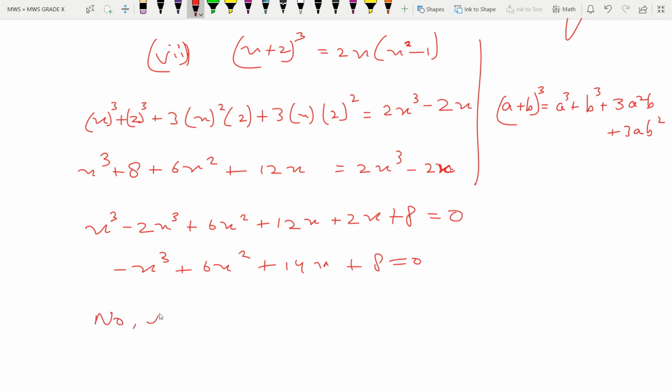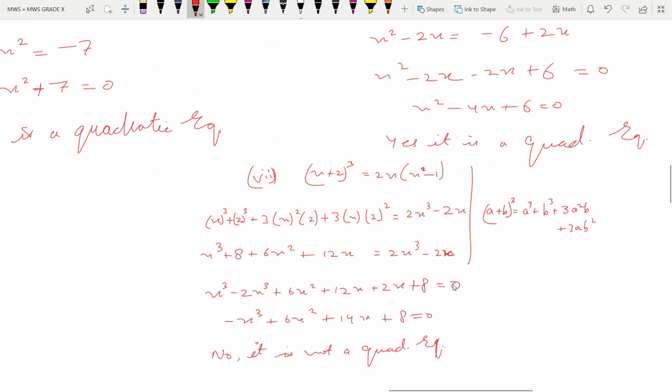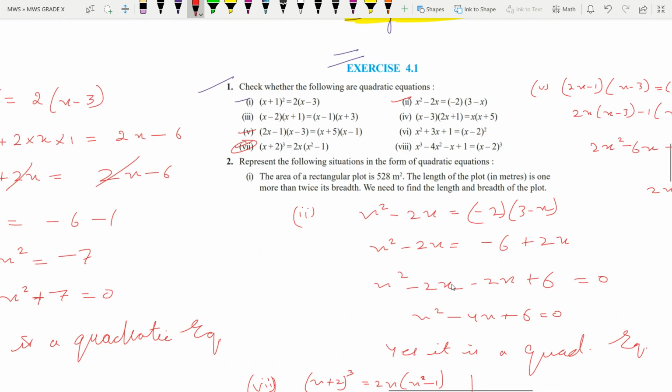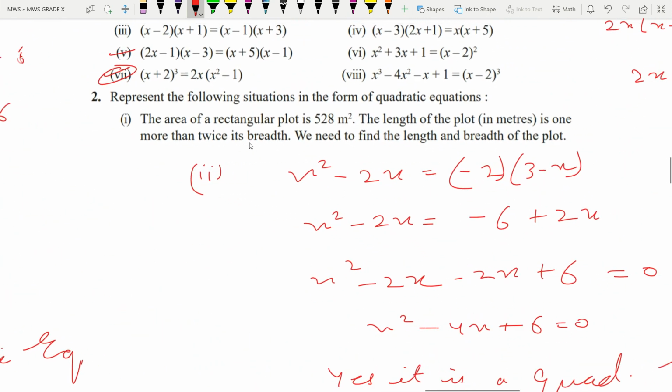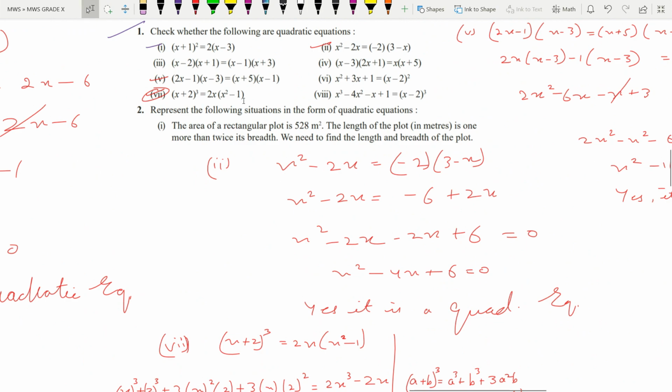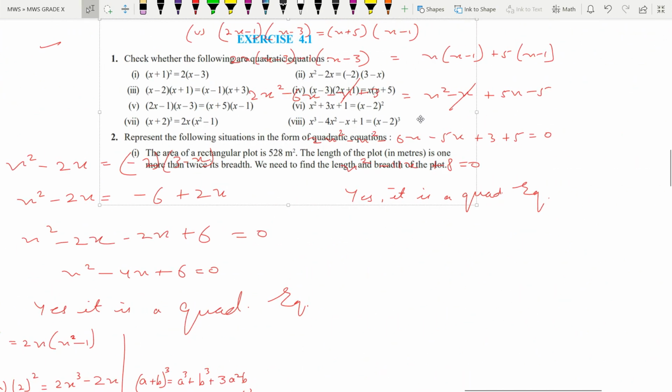So no, it is not a quadratic equation. Why? Because here the degree is 3. The maximum power is 3, so it is not. Maximum power should only be 2. It is not a quadratic. I hope the things are clear. In this way only you have to do each and every part. So the rest of the parts are for you. First time I have left any part for my students, so I hope you will be able to solve this.